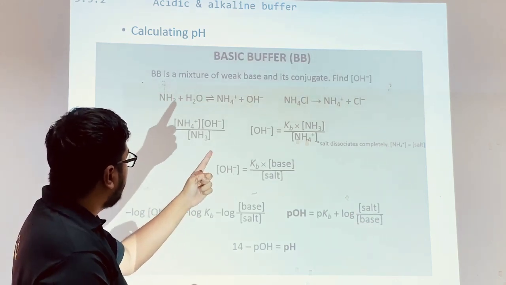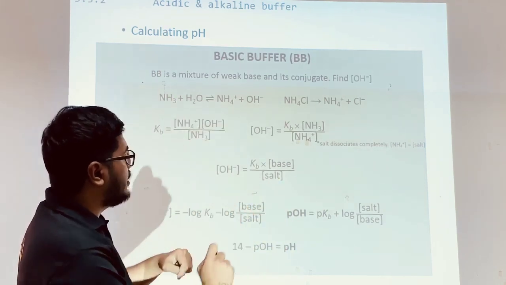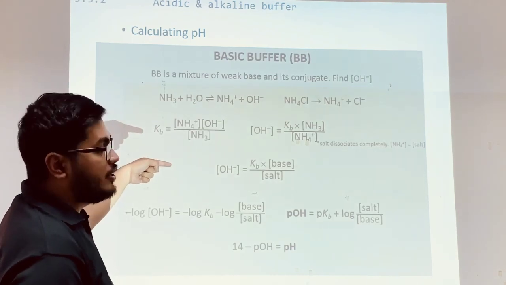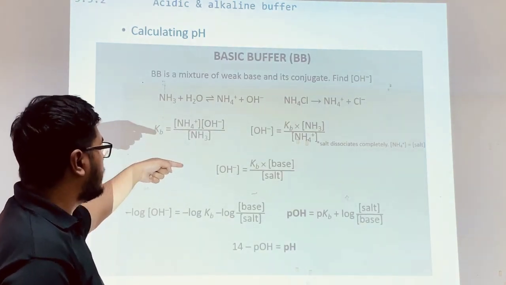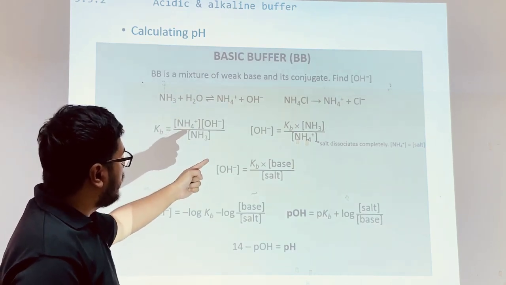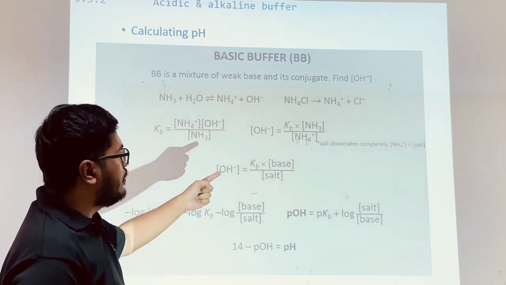So basic buffer, kita ada ammonia dan kita ada ammonium high in concentration. So bila kita tulis basic dissociation constant, alkaline dissociation constant kat sini Kb base. So ammonium concentration darab dengan hydroxide concentration over ammonia.